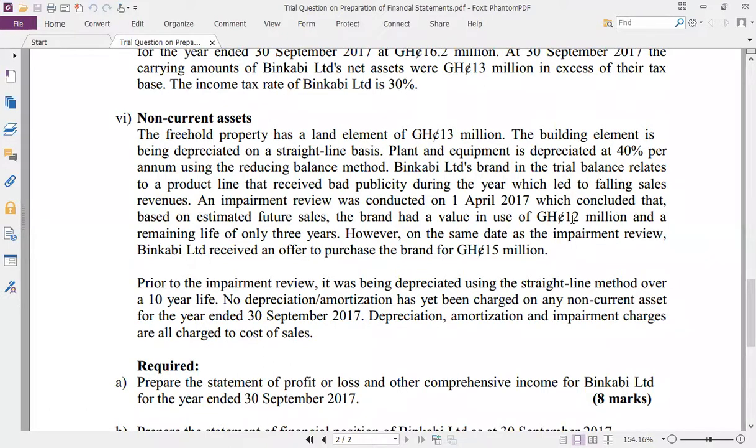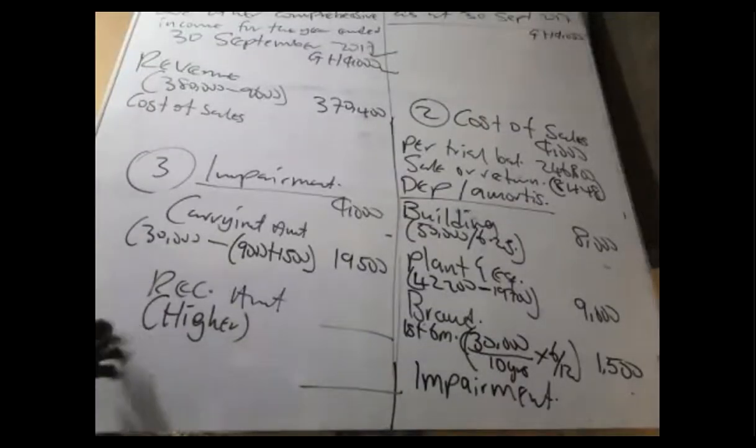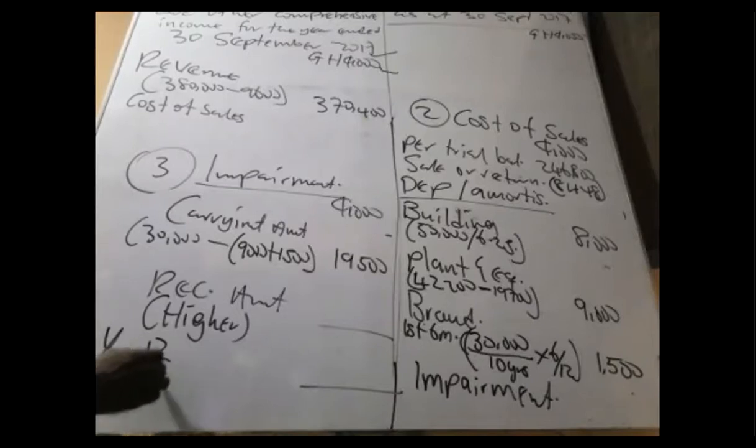So the value used is what? Fair value less cost to sell is 15. So what's the recoverable amount? In bracket, the higher. So here you need to tell the examiner: value in use is 12. Fair value less cost to sell is what? 15. So in bracket, the highest one is 15.